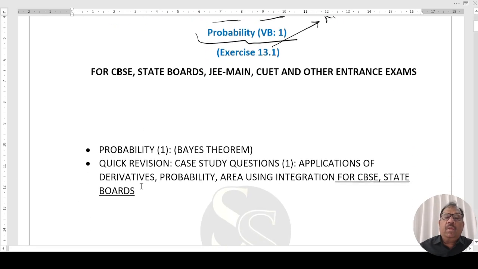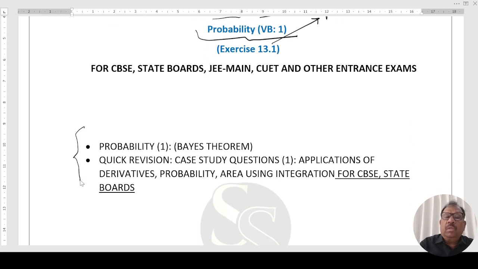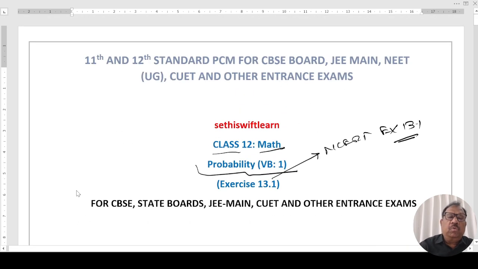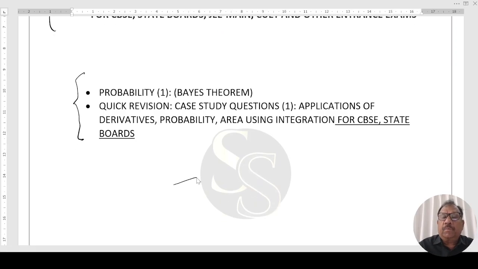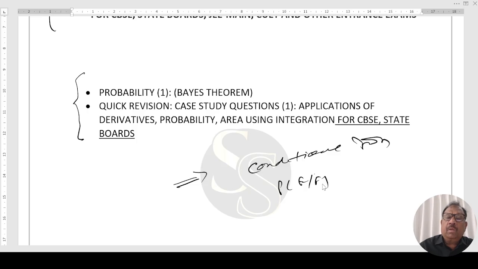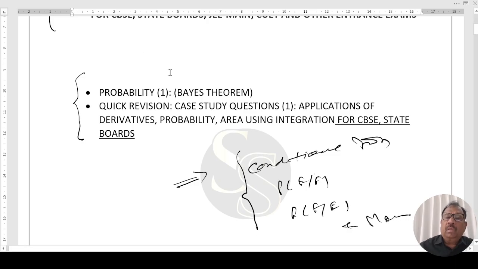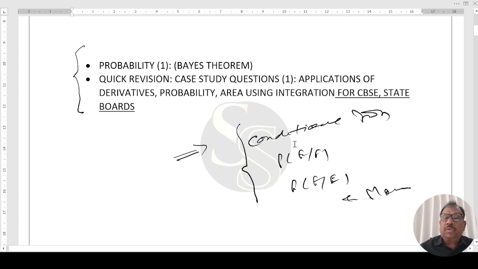In earlier sessions, we have gone through these, which you can review on YouTube channel SethiSwiftLearn. In today's session, we are going to discuss conditional probability, P(E|F), P(F|E), and more. This session is going to be very, very important for CBSE board exams. It is requested, go through the session completely.